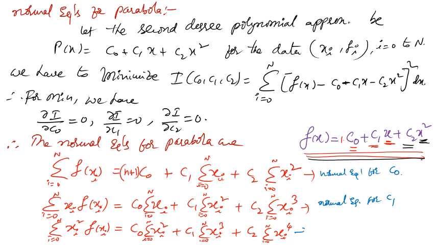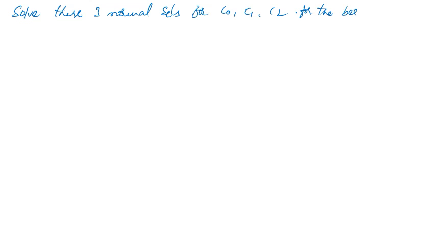This is the normal equation for c2. Solve these three normal equations for c0, c1, c2. That's it. For the best fit. Best fit in the sense of least square. Okay, and what are the required values?